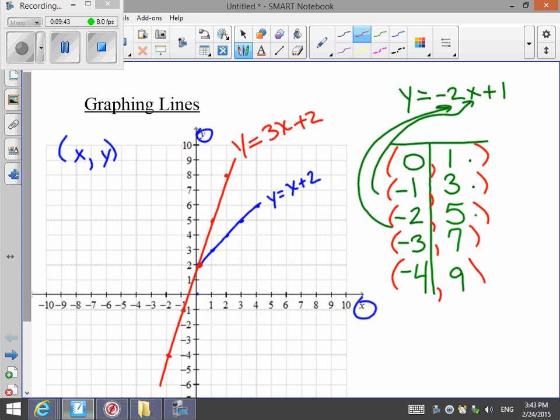So the first one is 0, 1. I'll try to use a new color like green. 0, 1 would be right there. Negative 1, 3 would be here. Negative 2, 5 is there. Negative 3, 7 is there. And lastly, negative 4, 9, just fitting on my graph, is there. Using a ruler, you would draw a line and you would label it so you remember which one it is. Y equals negative 2x plus 1.